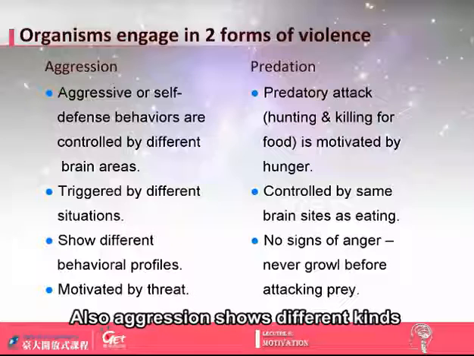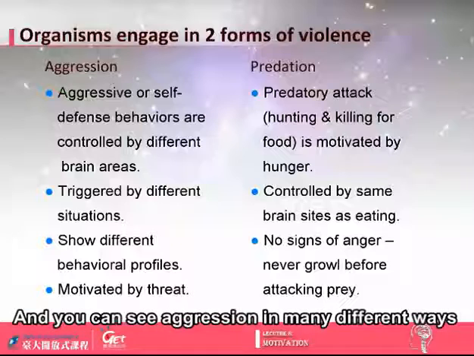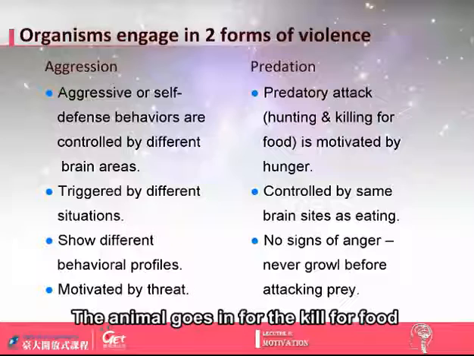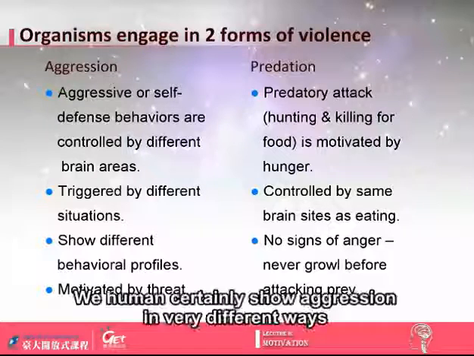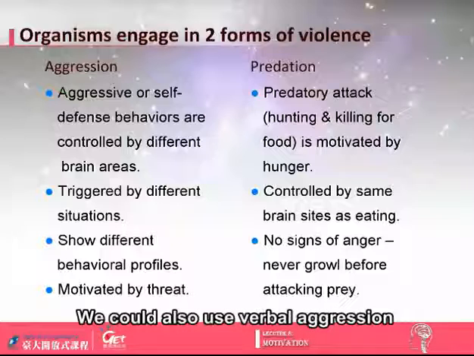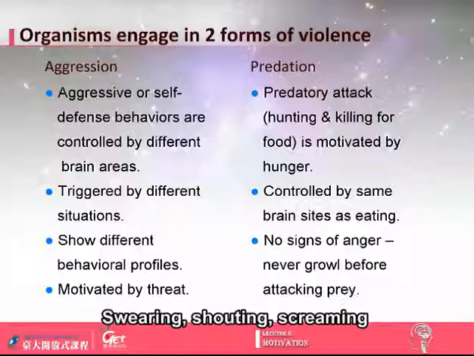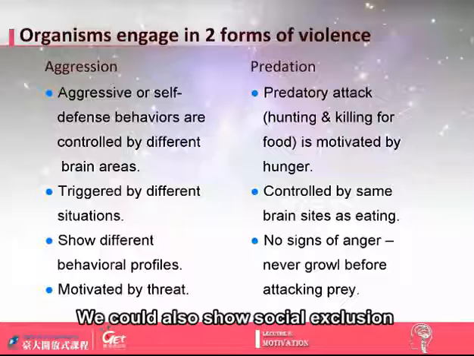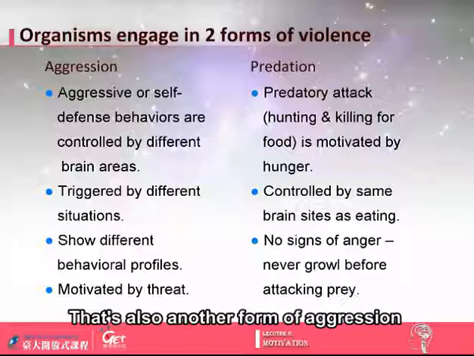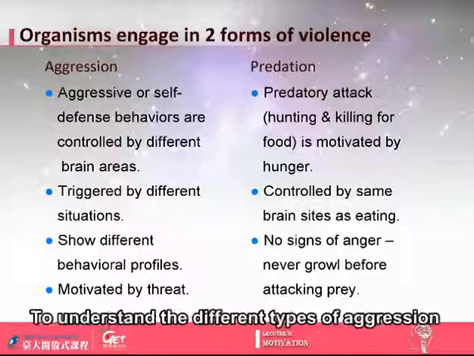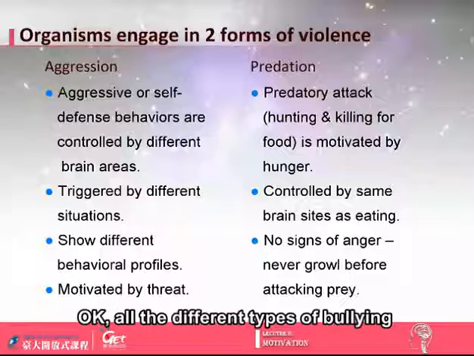Also, aggression shows different kinds. You can see aggression in many different ways. Predation is a lot more straightforward. The animal goes in for the kill, for food. But aggression, we humans certainly show aggression in very different ways. We could use physical aggression. We could beat up someone. We could use a weapon. We could also use verbal aggression, swearing, shouting, screaming, psychologically torturing someone verbally. We could also show social exclusion. That's also another form of aggression. So think about all the different types of bullying. I think that's one of the best ways to understand the different types of aggression. All the different types of bullying.